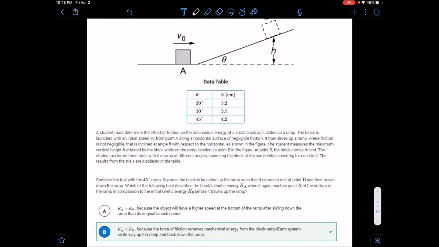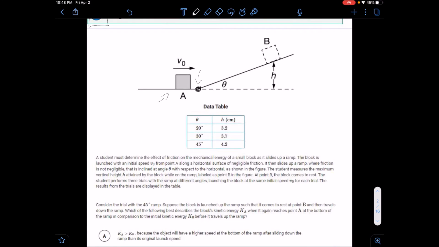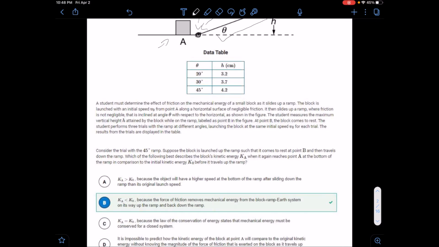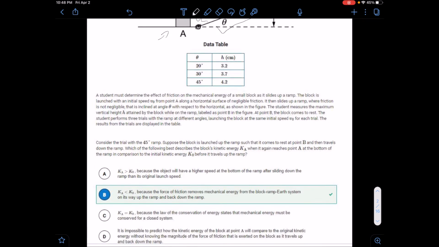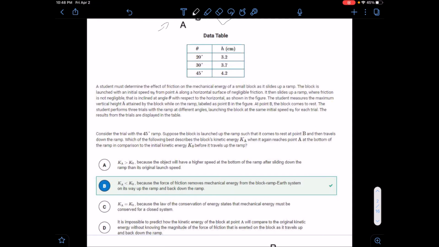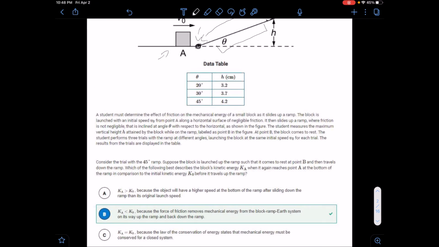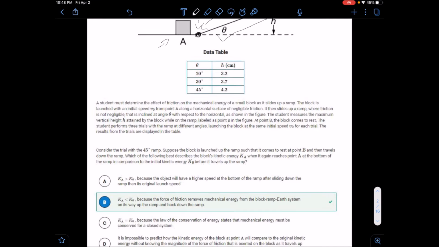So we know that before it travels up the ramp, before it even touches this point right there, there's no friction, right? But we do know that when it reaches point A after coming back down, it has traveled through a ramp that is full of friction. And so friction is removing mechanical energy because it's reducing the kinetic energy. So the kinetic energy is decreasing, and that leaves our answer choice with B.